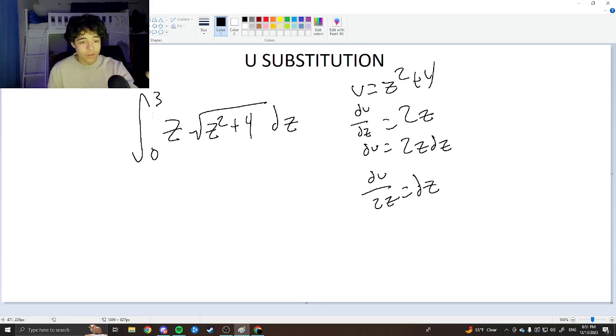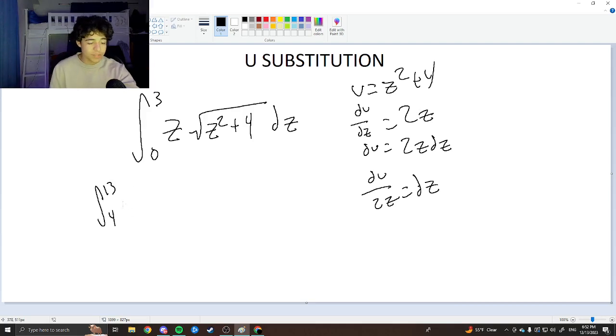So if we plug 3 and 0 into this equation, we have to see what they would turn into. If we plug 3 in, we get 3 squared plus 4, which is 9 plus 4, we get 13. So we would end up with 13 on top, and 0, if we plug 0 into our u equation, we'll get 0 plus 4, we'll end up with 4. So we could go from 4 to 13.